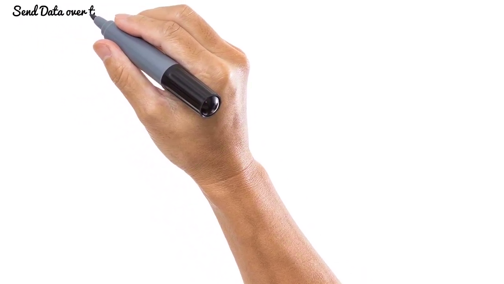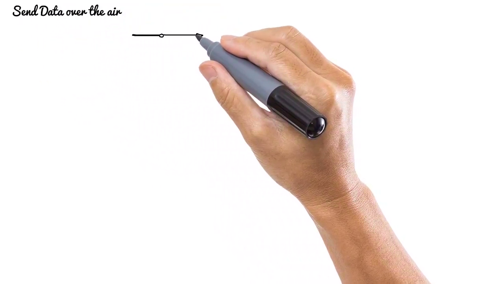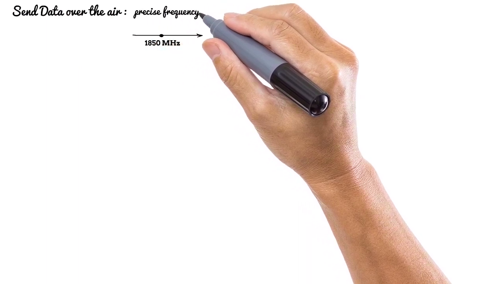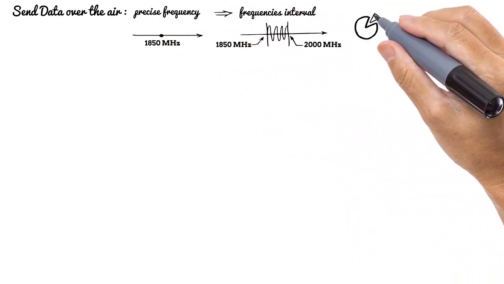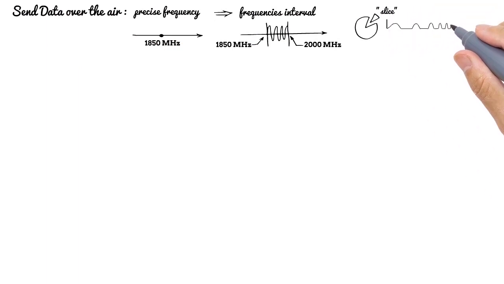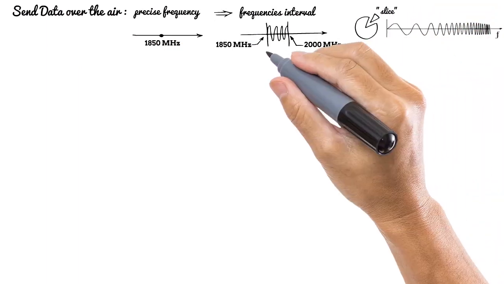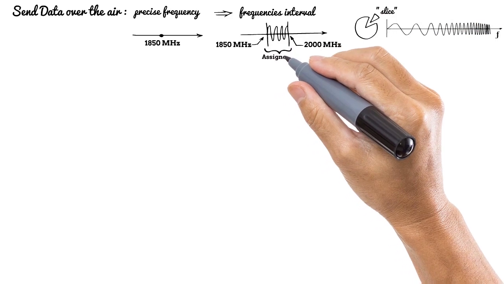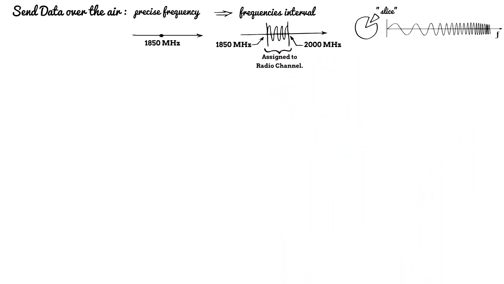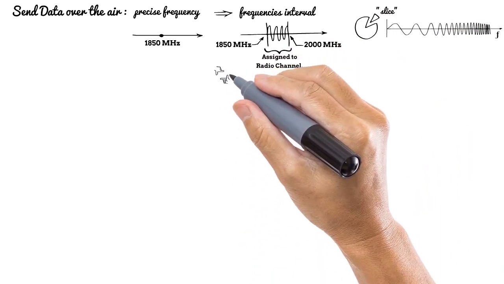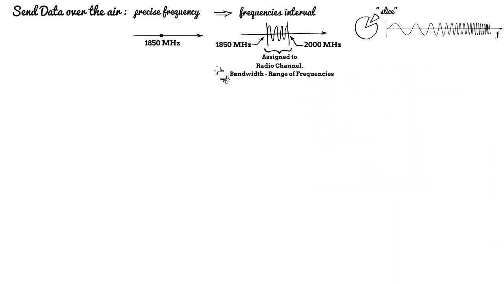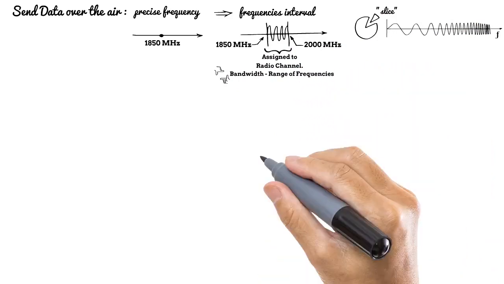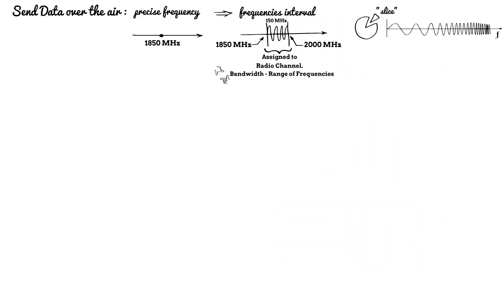When we need to send data over the air, we need to use not a precise frequency, but actually a frequencies interval, like a small slice with a range of frequencies from our endless graph pictured a second ago. This slice will be assigned to a radio channel for data transmission. And a range of frequencies represents such a radio channel bandwidth. For example, bandwidth of this radio channel is 150 MHz.